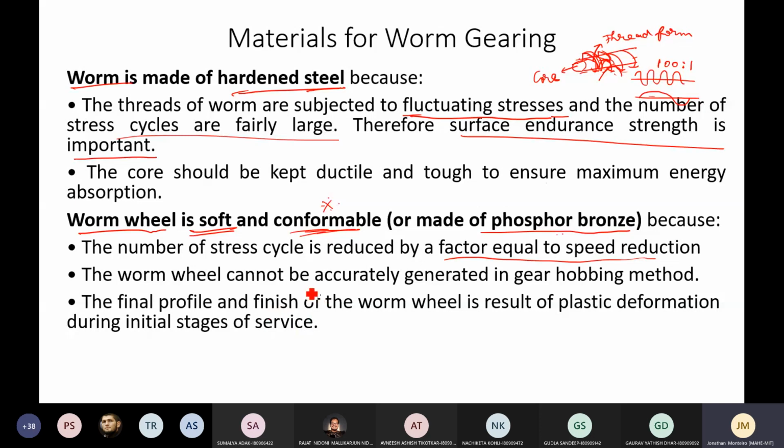Next, the worm wheel cannot be accurately machined or generated in the gear hobbing method. You know how the gear hobbing method works. You use an indexing plate, then a cylinder, and there is a cutter that comes in between. You index it properly and provide some rotation and make the profile of the gear. The worm wheel cannot be accurately generated in the gear hobbing method. Approximately you can do that, but there is no proper gear hobbing method so far to generate that. Why are we particular about it?